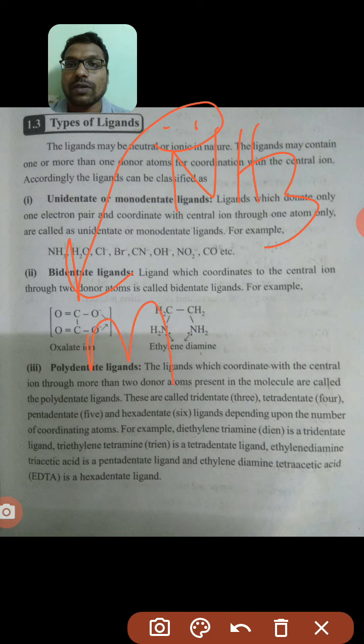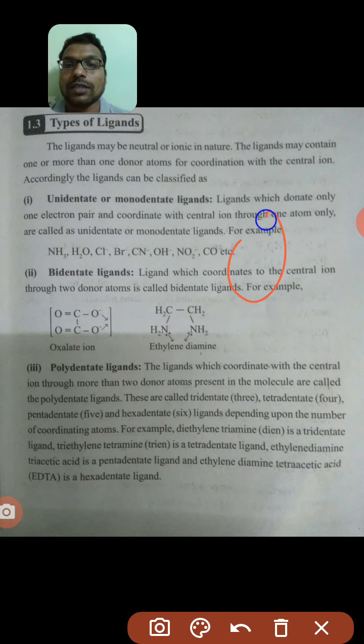That's why we call it unidentate ligand. This amine is neutral. So that's why we call it unidentate neutral ligand or monodentate neutral ligand. Suppose you take an example as Cl minus, chlorido. It is also donating one electron pair to the central metal atom, but it bears a negative charge. That's why we call it unidentate or monodentate negative ligand.